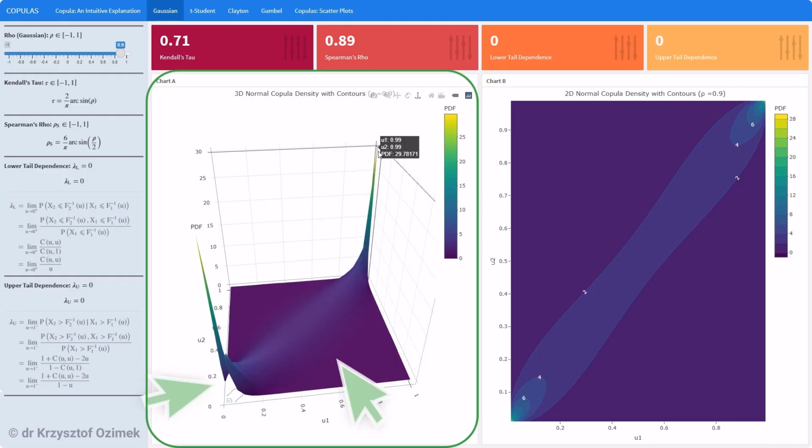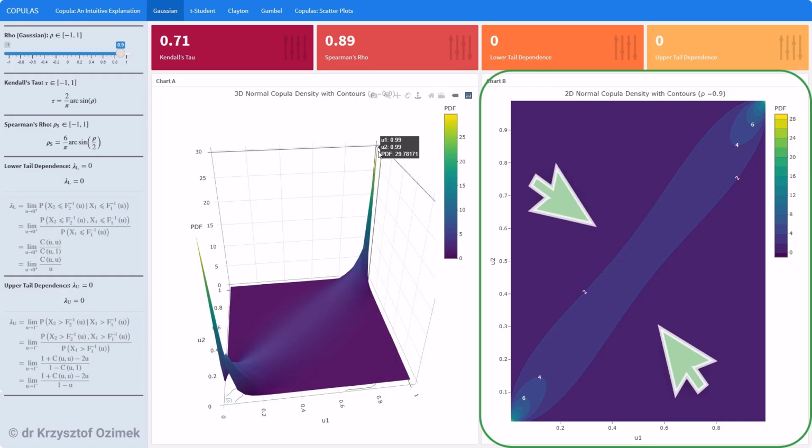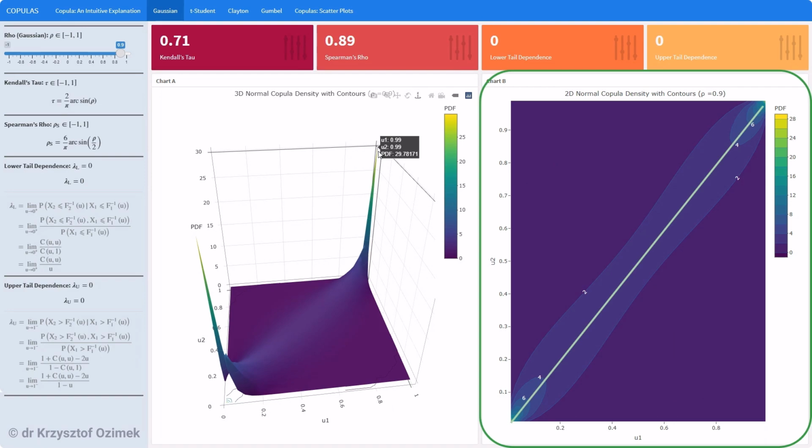We can say that the bulge visible in Chart A in the 3D plot is represented in a contour form in Chart B. This bulge corresponds to locally increased PDF values, with densities concentrating along the diagonal running from the bottom left corner near the point 0, 0 to the top right corner at point 1, 1.